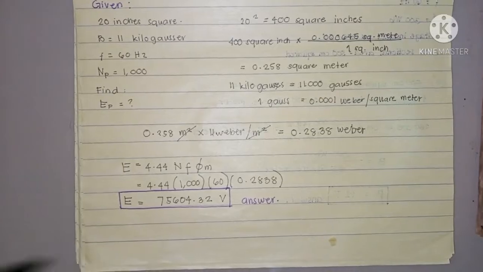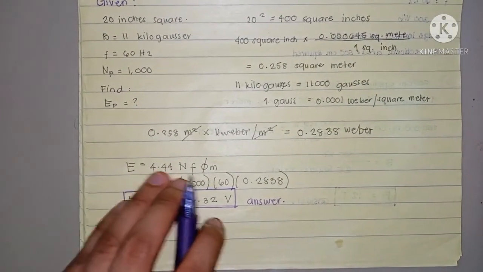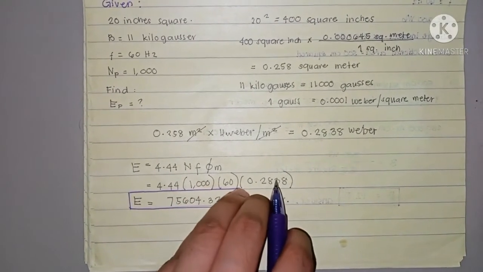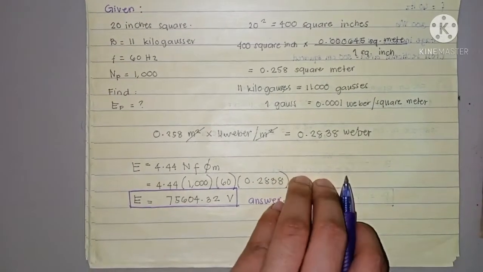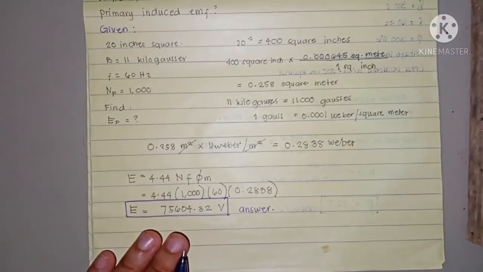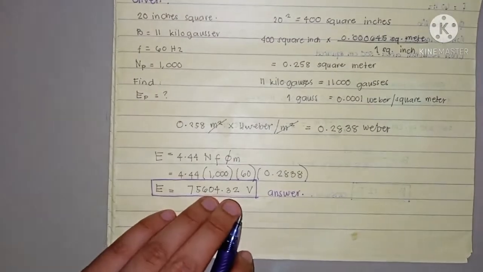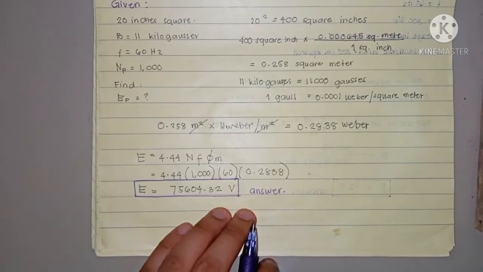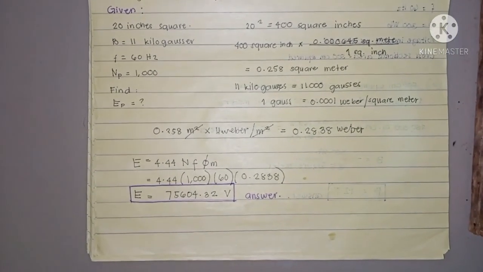So the induced EMF on the primary side is 4.44 times 1000 turns times 60 hertz times 0.2838 Weber. So we have obtained the value for our induced EMF in the primary side, which is 75,604.32 volts. So that is the answer. So that would be all. Thank you.